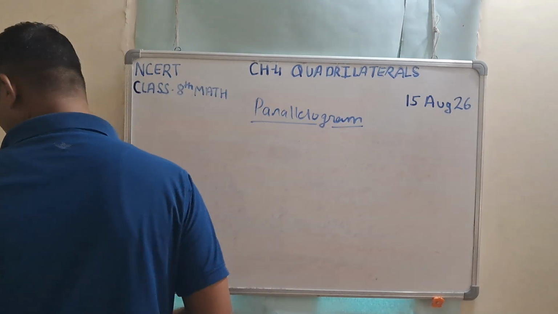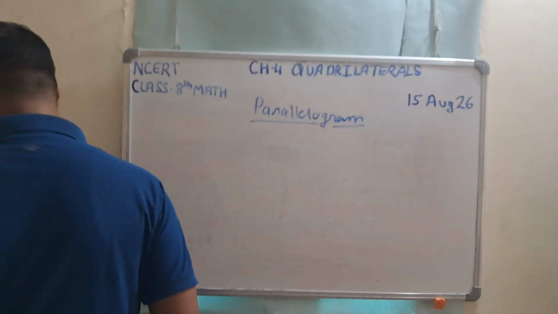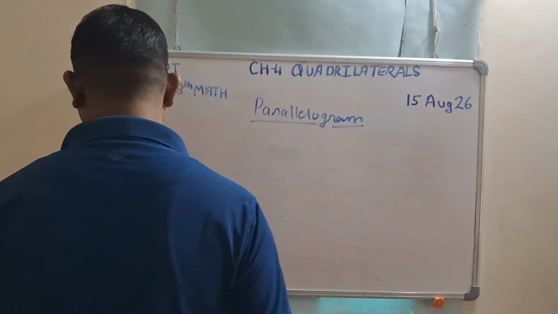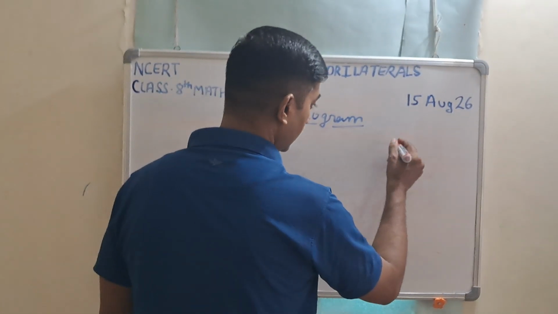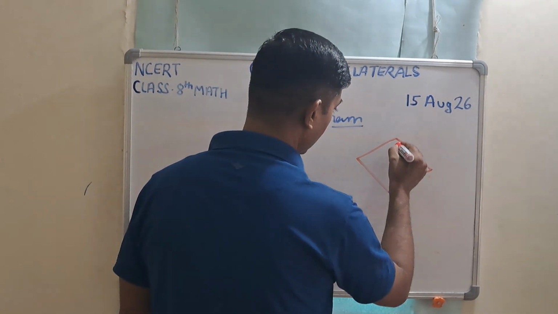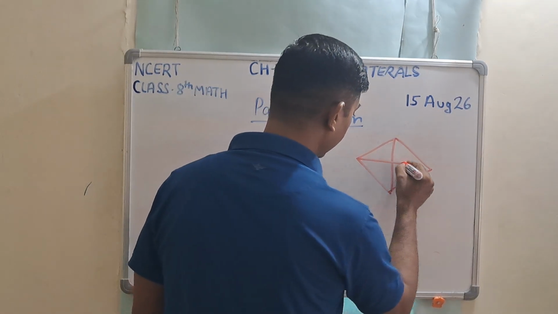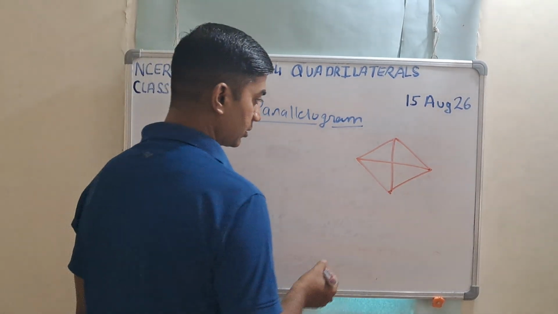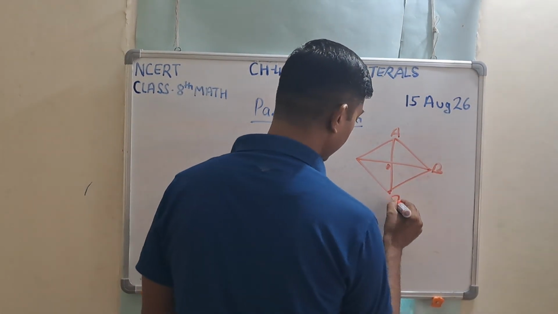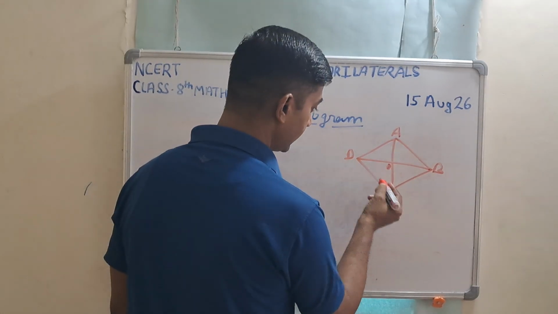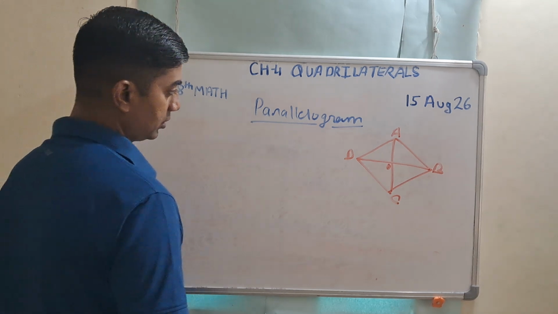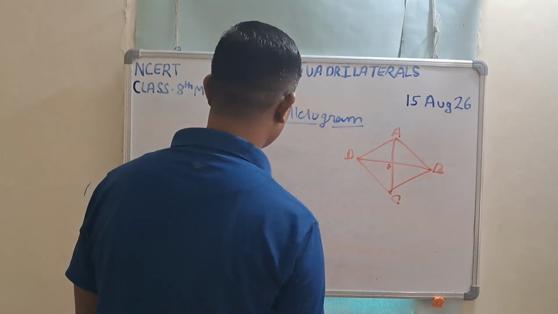What is the next topic? Next topic is our deduction number 8, and deduction number 8 is the point of intersection of the two diagonals of a parallelogram. This is our parallelogram, and we have to see the nature of the point of intersection. This is our point of intersection. This is A, B, C, D, and AC and BD are the diagonals. Now we will see what is the relation between the diagonals. Understood?